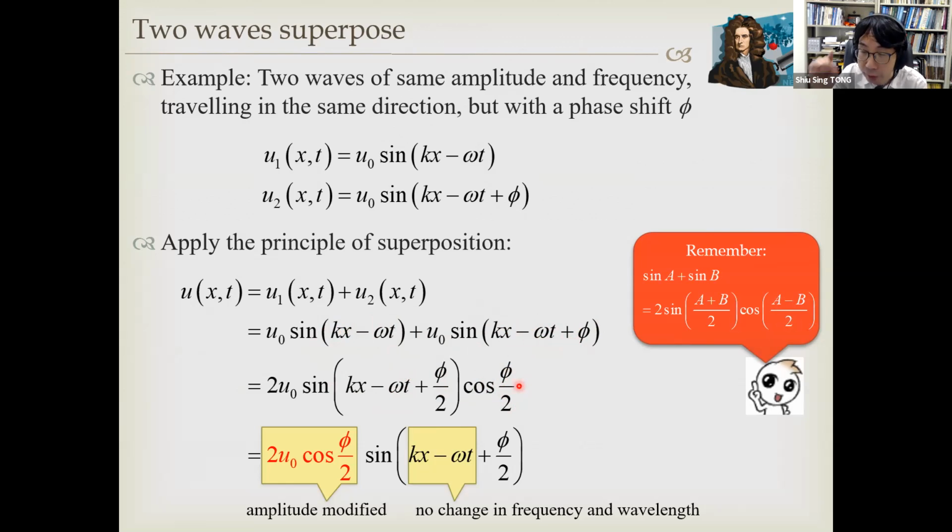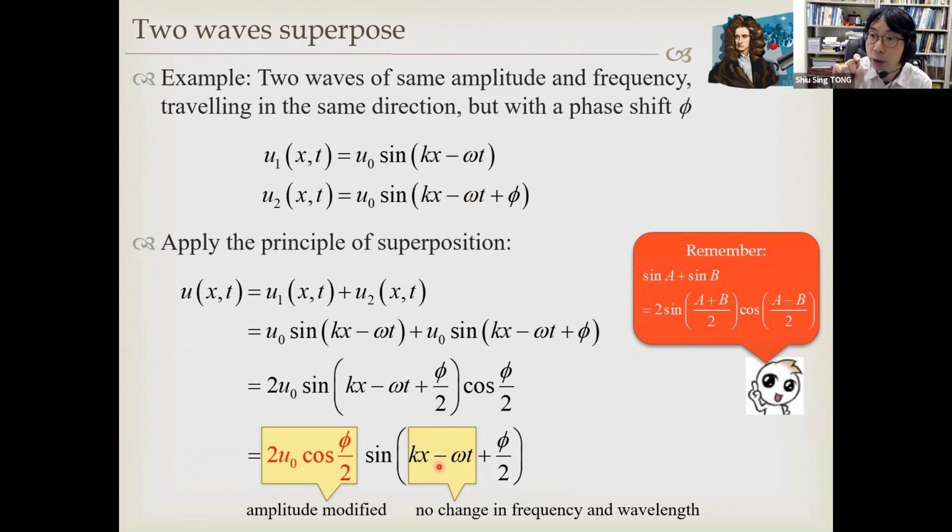Now, cosine phi over 2 is a constant. It does not depend on x or t, right? So I can put it together with the amplitude, and this becomes the new amplitude of the wave. And this term goes as sine kx minus omega t, which is a traveling wave. You can see the frequency and the wavelength do not change. They are both the same as the original wave.